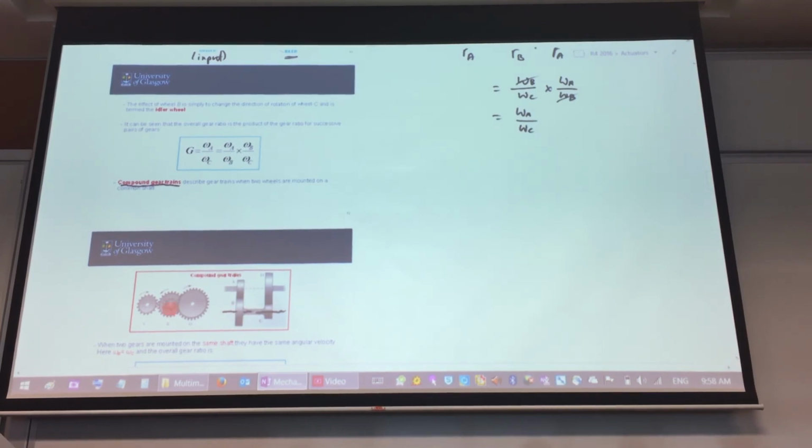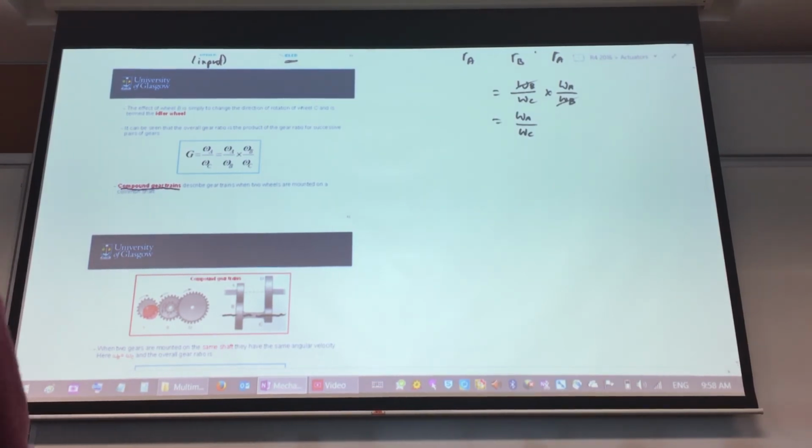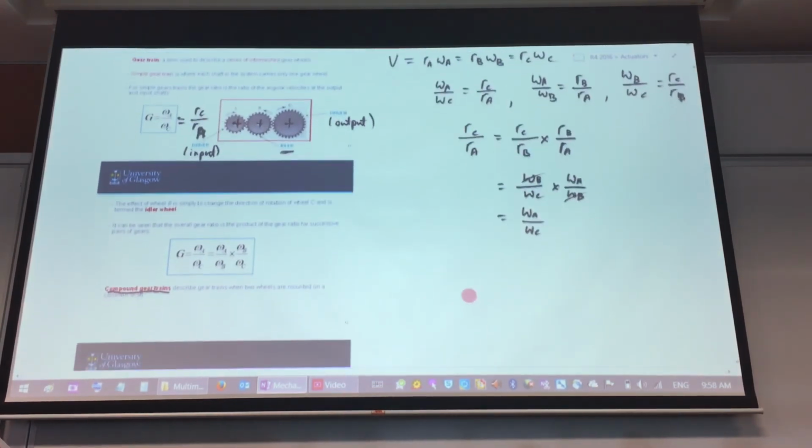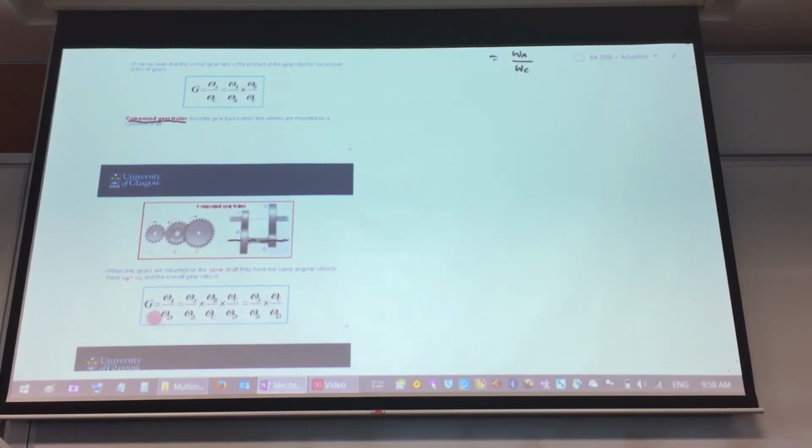This shaft over here shares two gears. So when you have two gears here together, then we call it the compound gear train. If it's just one gear on each shaft, we call it the simple gear train. So let's have a look at how to get to that form.